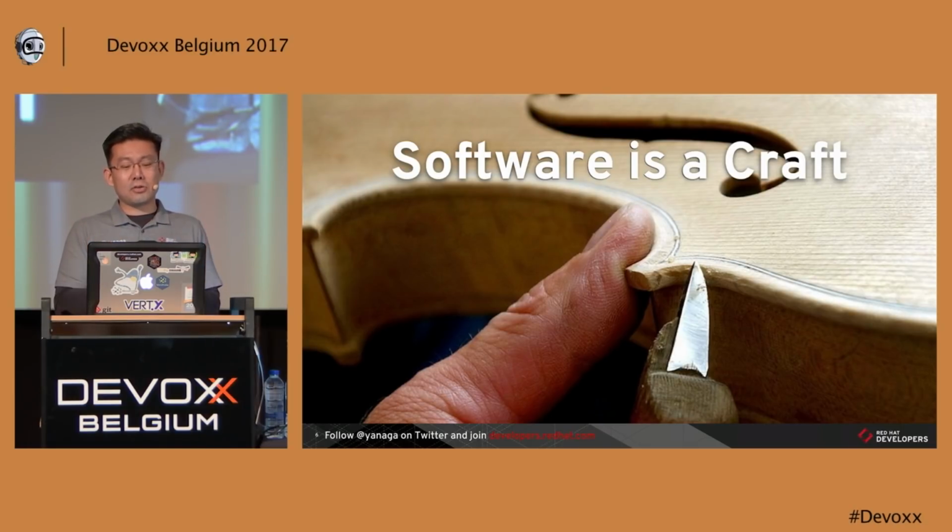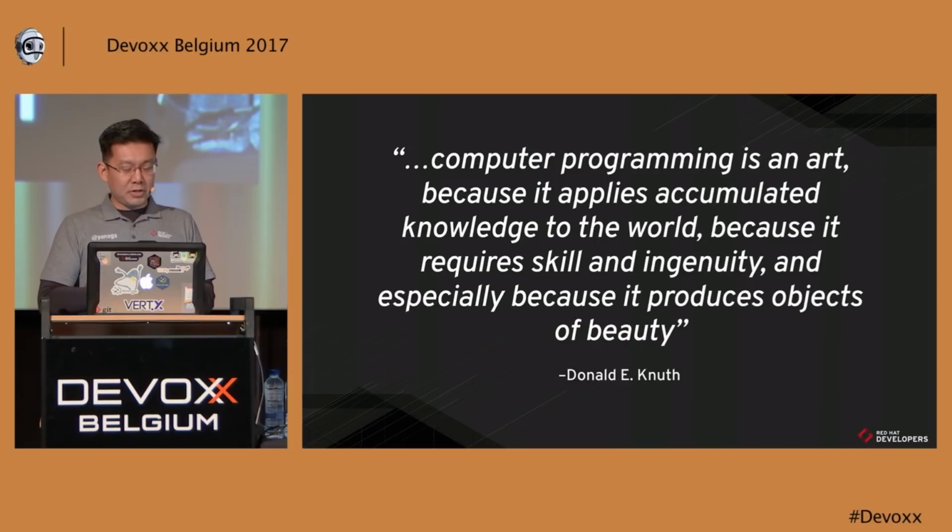I think it's much closer to an art, in the sense that we're always trying to produce something better, rather than in some industrial process where we're trying to just reproduce the things that we did in the past. And when I visit the Computer Science Museum at Palo Alto, this is one of the quotes that I like to put in this kind of talk: computer programming is an art because it applies accumulated knowledge to the world, because it requires skill and ingenuity, and especially because it produces objects of beauty. I'm pretty sure that for many of us who care about the code, very few things in the world are better than seeing a very nice piece of well-crafted code.